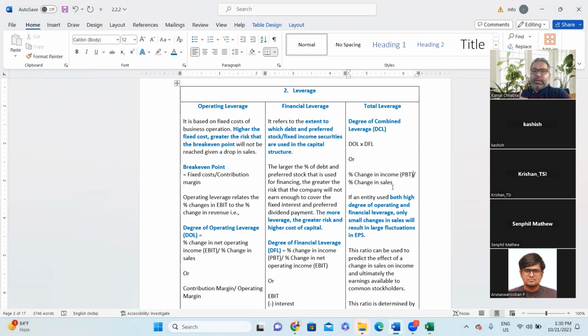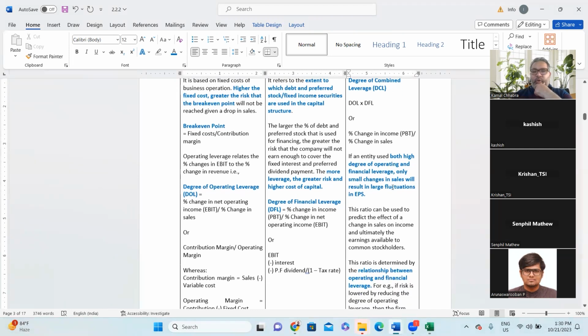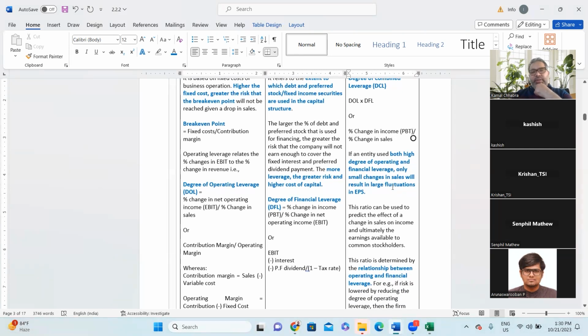If an entity uses both a high degree of operating and financial leverage, only a small change in sales will result in a large fluctuation in earnings per share, right? If the degree of financial leverage and operating leverage is high, a small change in sales may have a bigger impact on earnings, or you can say earnings per share, right?